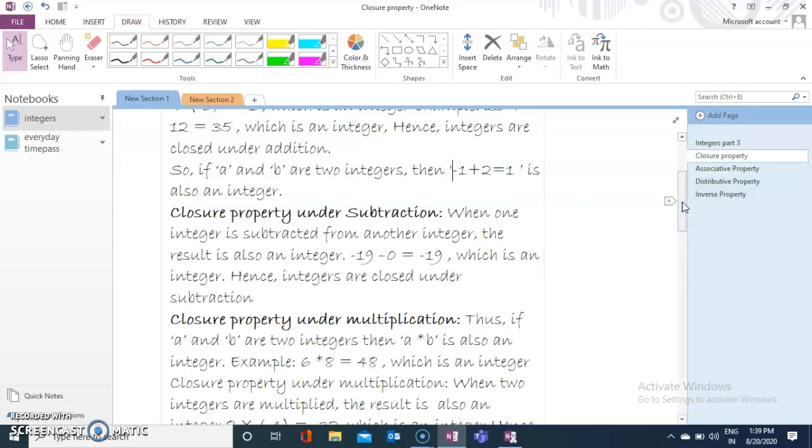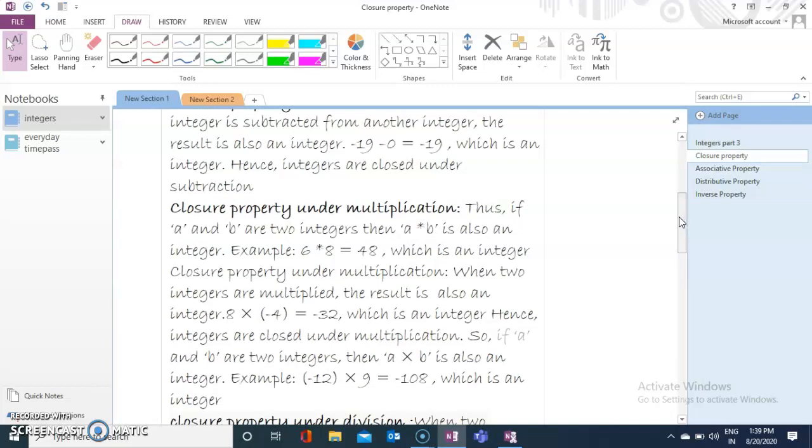Closure property under multiplication. If a and b are two integers, then a into b is also an integer, like 6 into 8, which is 48, which is an integer. And when two integers are multiplied, the result is also an integer, like 8 into minus 4, which is minus 32. So hence integers are closed under multiplication, and if a and b are two integers, then a into b is also an integer. And minus 12 into 9 is minus 108, which is also an integer.